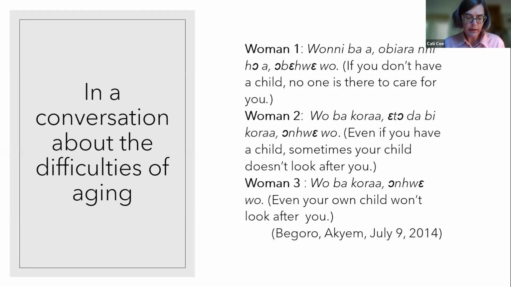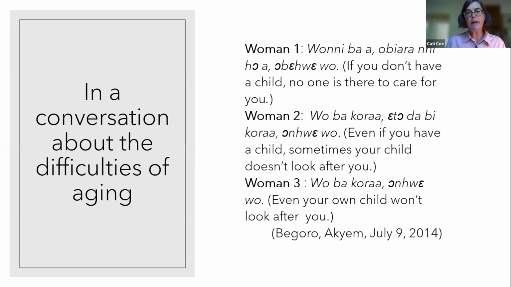So the importance of adult children in long-term care in Ghana is illustrated by a group conversation that I initiated in southern Ghana, in a rural town, in which three women in their 60s had the following exchange about anxieties and difficulties of aging. The first woman said, if you don't have a child, no one is there to care for you. The second, even more depressingly, said, even if you have a child, sometimes your child doesn't look after you. And the third ramped it up even more, saying, even your own child won't look after you.